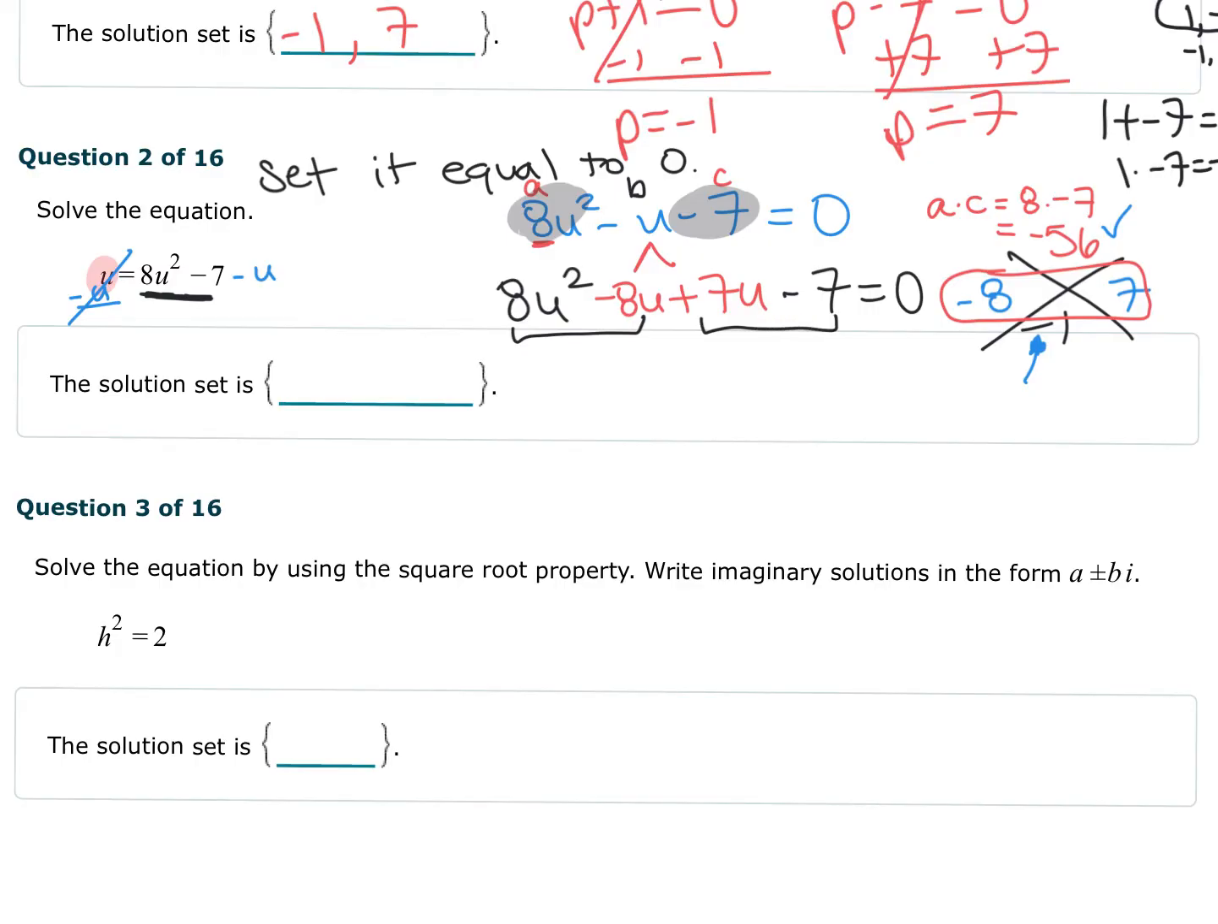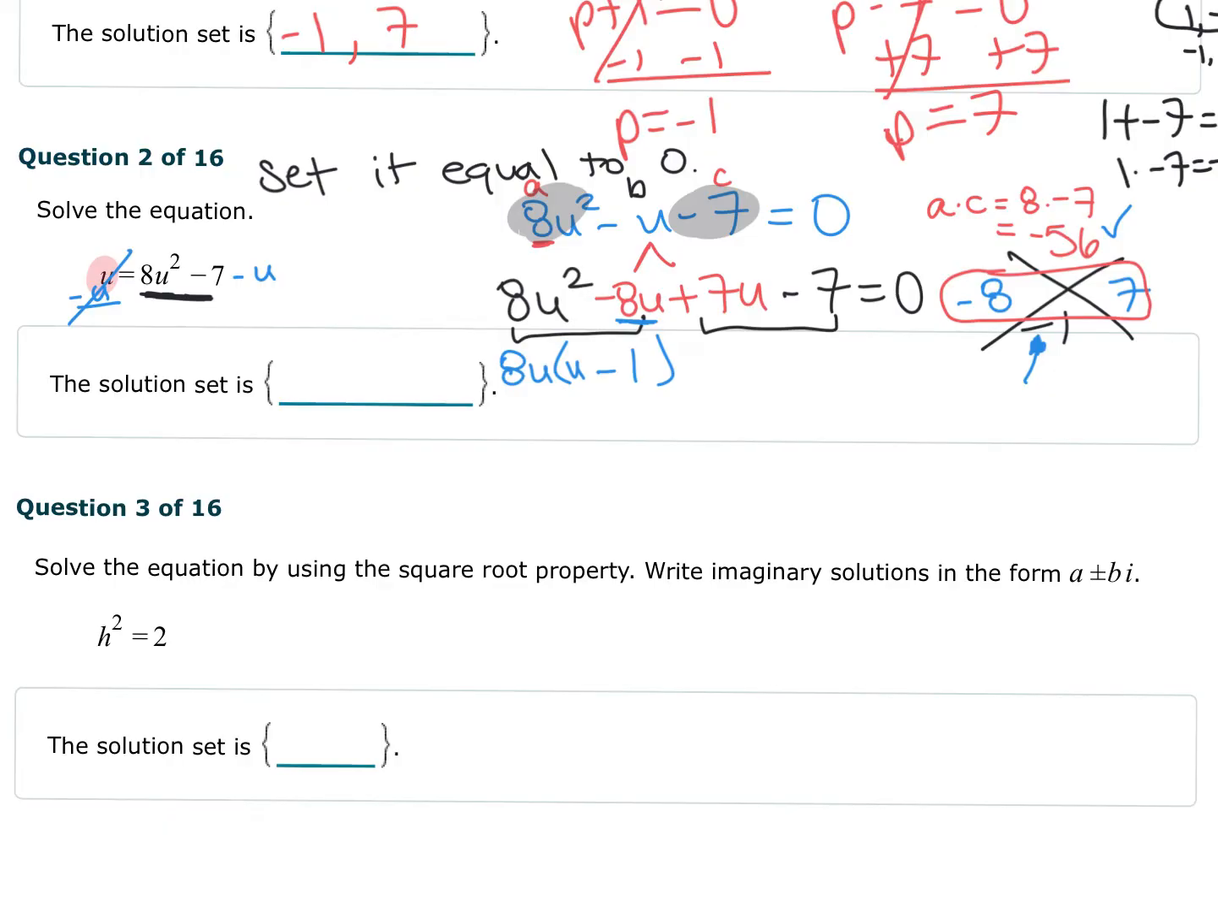So 8u squared and 8u have an 8u in common. I'll do this in blue. So I'm going to take out an 8u. And then I can think of this as what times 8u would give me 8u squared, or 8u squared divided by 8u, I would have a u remaining. And then for negative 8u divided by 8u, I would just have a negative 1.